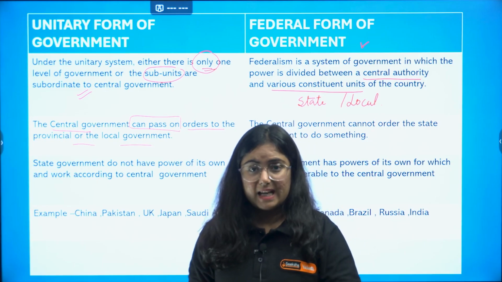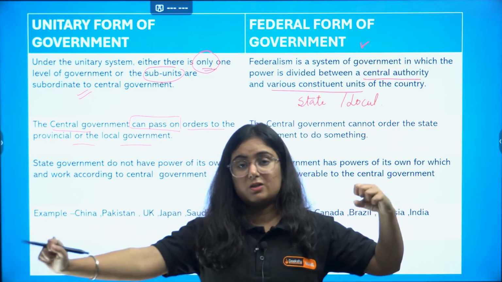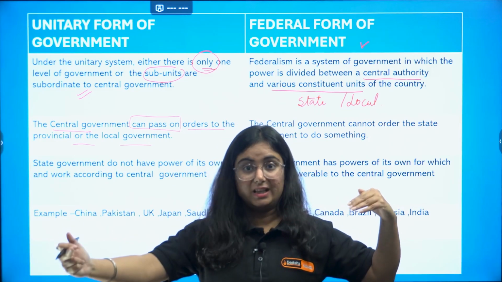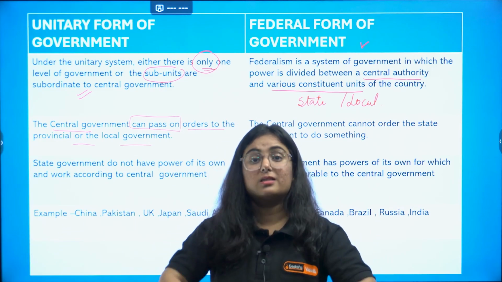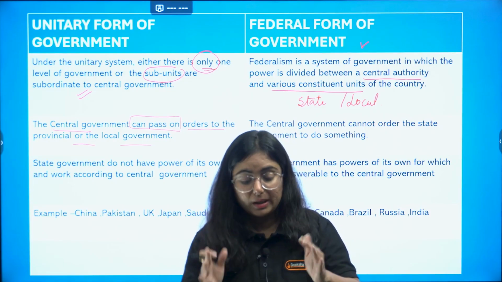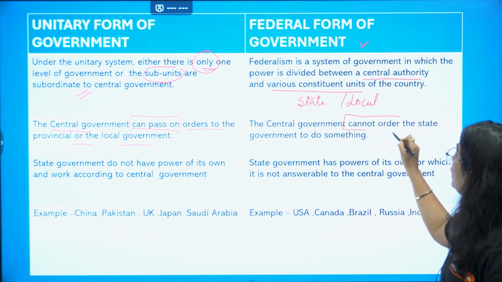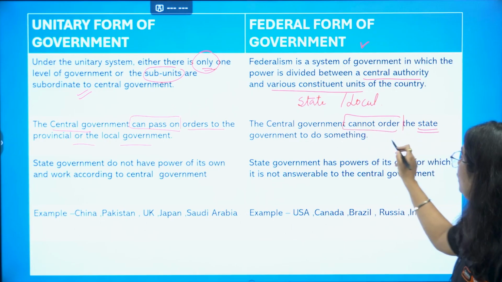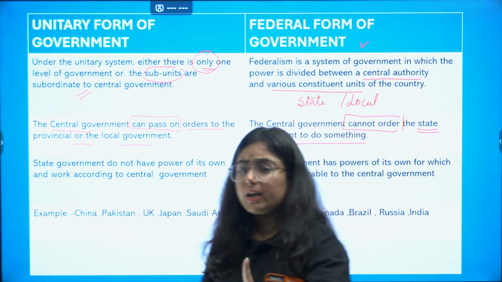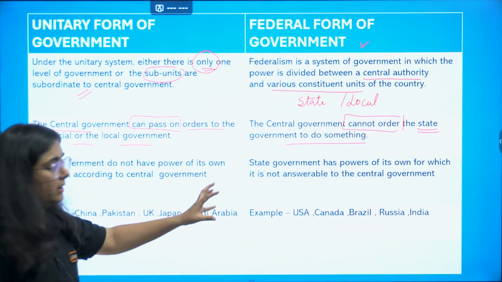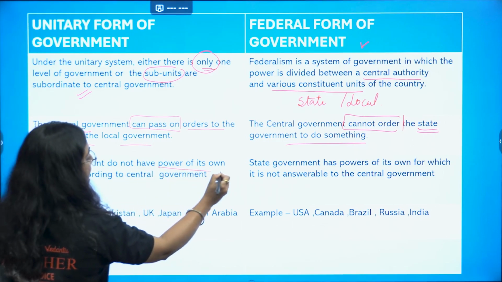Okay, basically the central government is passing orders to the state government that you need to do only this. This is how they become subordinate. But in a federal form of government, they cannot order the state to do something. They do not have the power to do that.